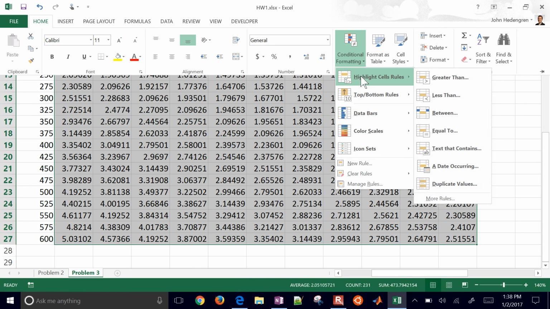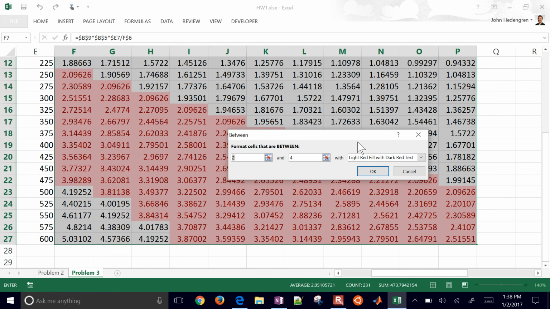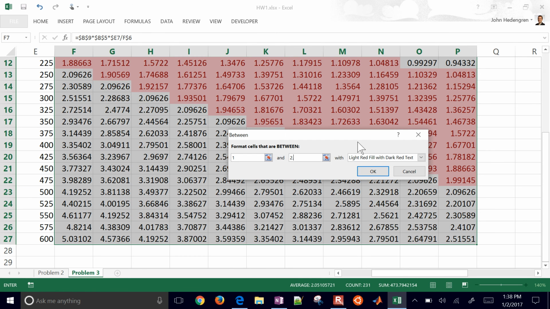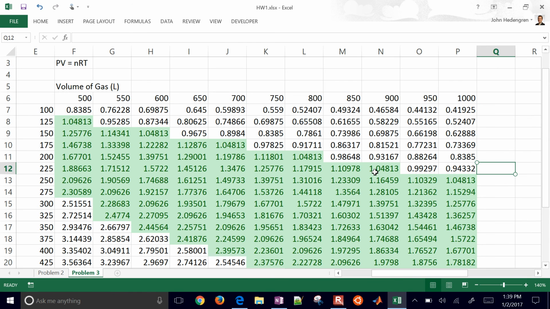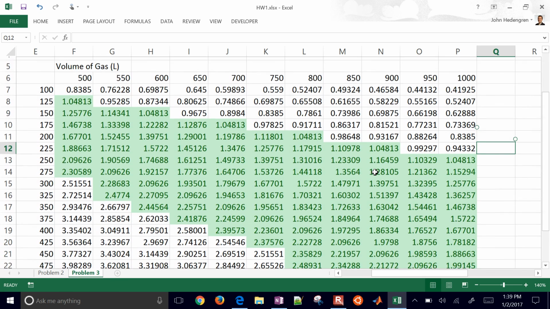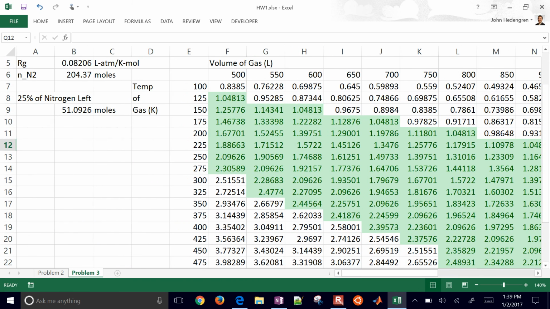Okay, so I'm going to highlight cell rules, and I want to do something that's between a pressure of 1 and 2.5. So if I select this, I want all the cells that are between 1 and 2.5, and then I can select this little drop down, and you can have a custom format if you want. I can do this one, just whichever is going to look good, because the good conditions are those. We'll do the green with dark green text. Although I don't know why you'd ever want dark green on top of green, but let's go ahead and do that anyway. Okay, so there are all the combinations of volumes and temperatures that lead to the appropriate pressure range within our tank.